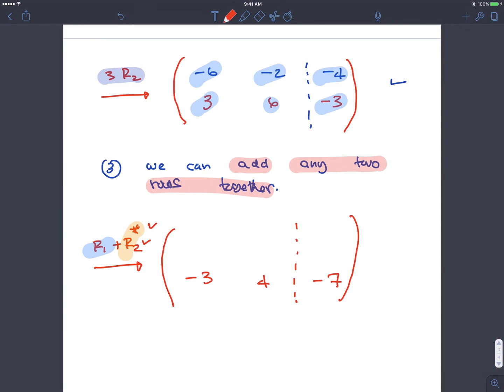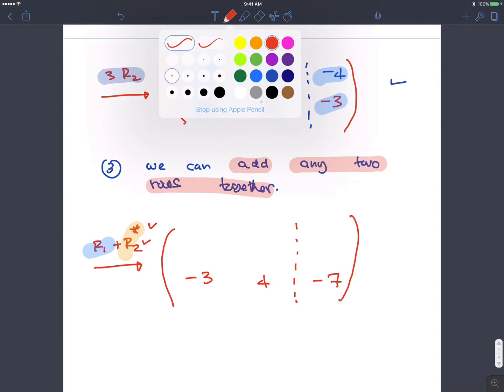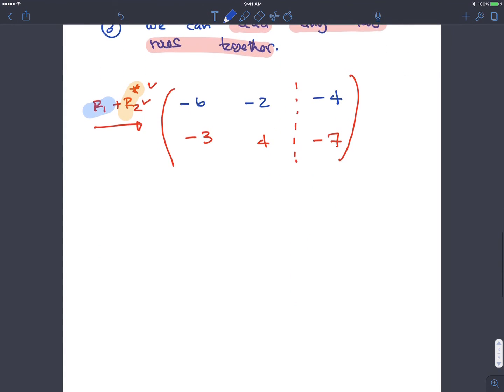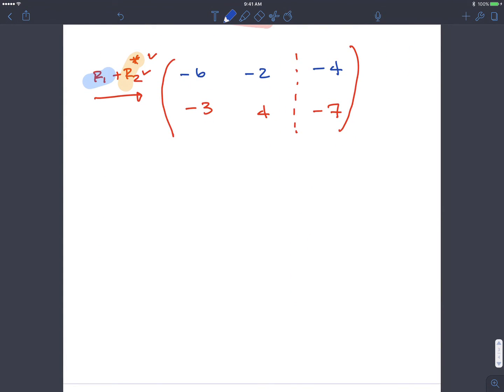Now, since I changed only row 2 here, that means row 1 is unchanged. So I'm going to actually enter the entries here for row 1. That's -6, -2, and -4. But notice again, what I changed was row 2, and that's where I put the answers whenever I add any two rows together. I put it in the second row. Now, you might say to me, well, that seems a little obvious, maybe.